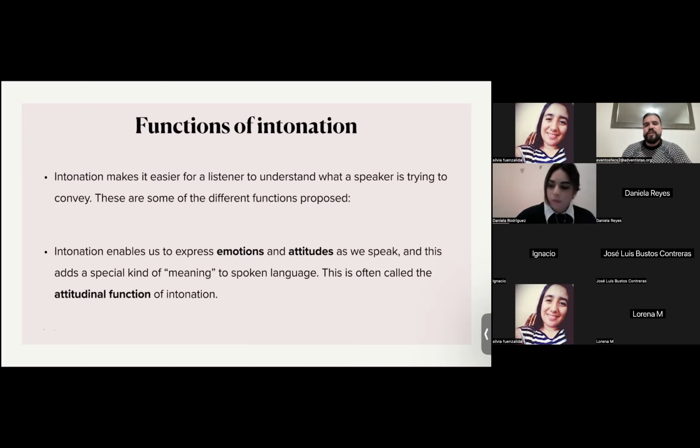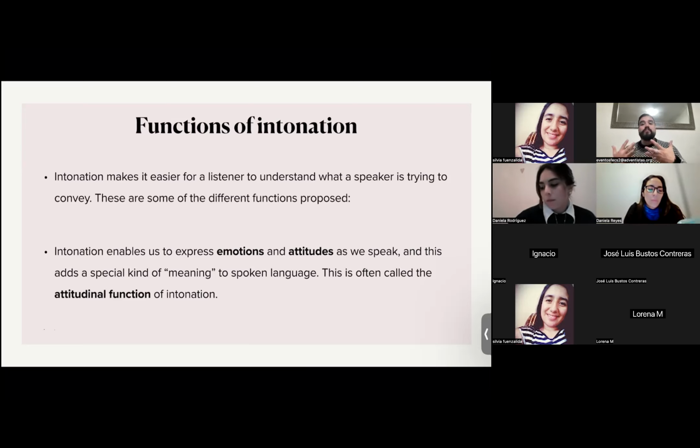Are you really interested in this? So first of all, you need to understand that that's the goal of intonation, to help you set the context. And it's not just the words that come out of your mouth, it's also what you really want to express. And for that, there are some different functions proposed.